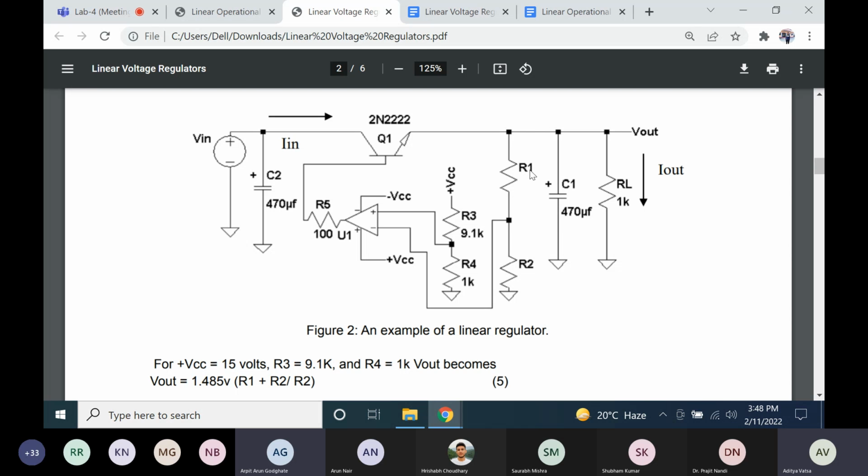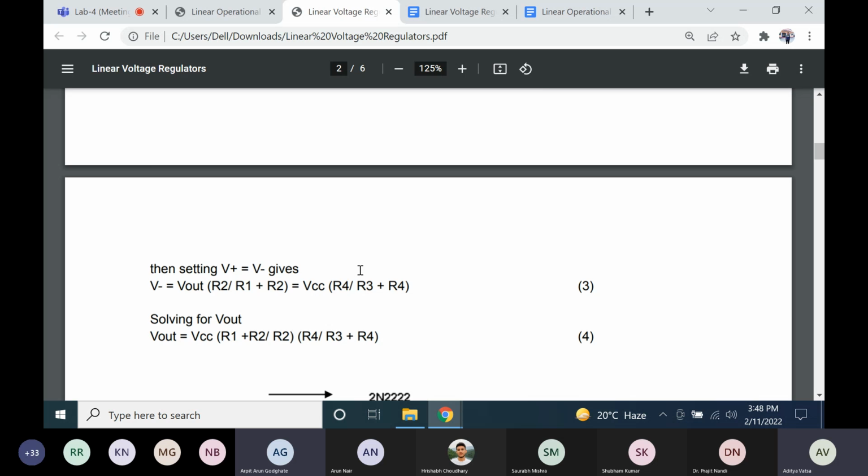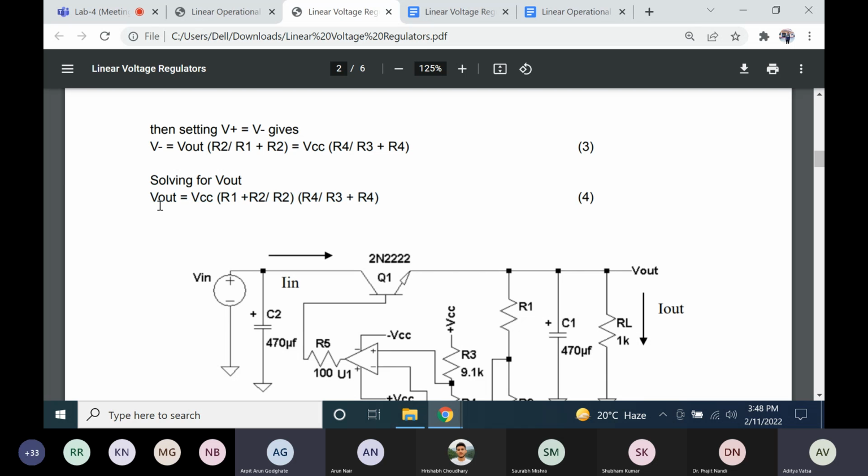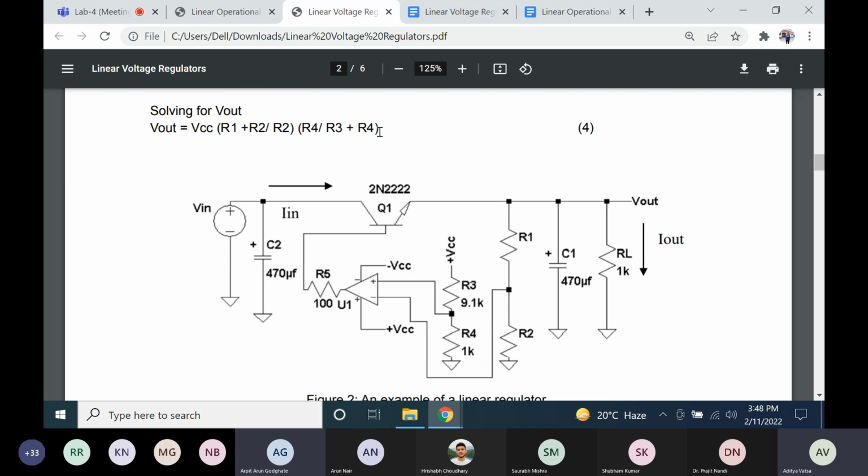Now from the other equation we can find V out. The current through this is V out by R1 plus R2, so the voltage at this point is the current into R2. So we got the voltage at this minus terminal. We can equate V plus and V minus and get the value of V out. We can see that V out does not depend on the value of RL. It only depends on R1, R2, R3, and R4, which we can choose as fixed values.